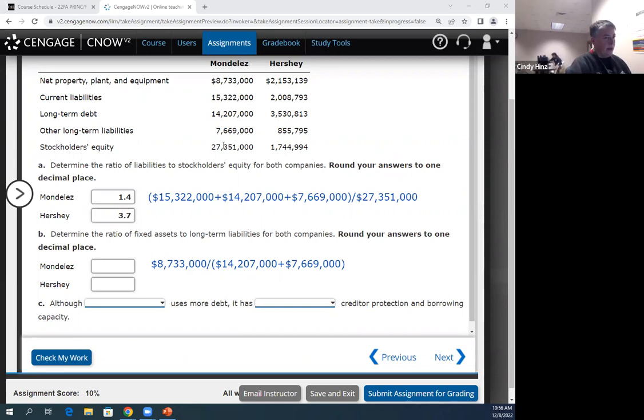And I got for that 0.399 or 0.4 rounding to 1 decimal place. So they have 40 cents worth of property, plant, and equipment for every dollar they have in long-term liabilities. And as we've said many times, I can't tell you whether that's good or bad. We need to compare it to something. And so go ahead and do that same calculation for Hershey.